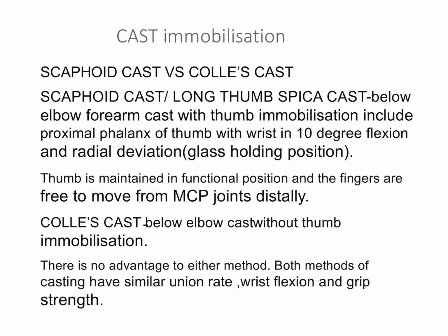You should see what a scaphoid cast is. That cast includes the proximal phalanx of the thumb, with the wrist in 10 degrees of flexion and radial deviation. That is called the glass-holding position. The thumb is maintained in the functional position and the fingers are free to move from the MCP joint distally. A Colles cast I do not recommend for a scaphoid fracture.